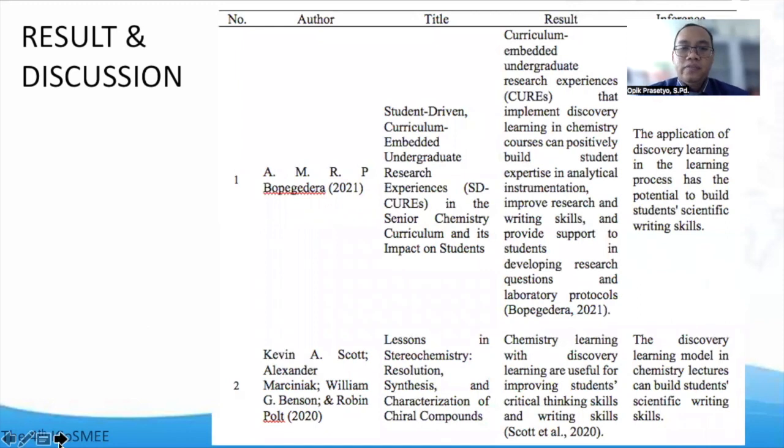Based on the analysis of each article, we can show in general that each article that describes the implementation of the discovery learning model is able to improve student scientific writing skill.